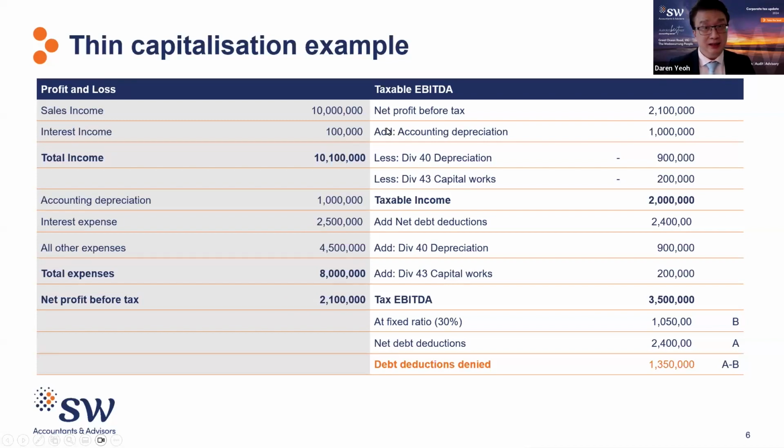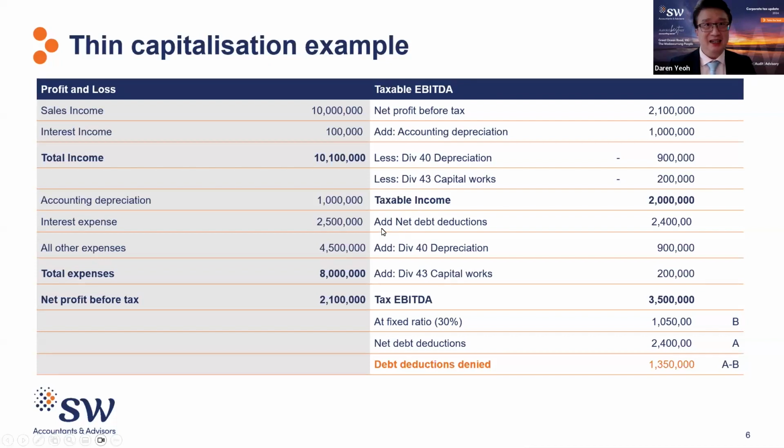So let's calculate taxable income. You start with your profit before tax, add back the accounting depreciation of 1 million, subtract tax depreciation and capital works, and these are assumed numbers, to arrive at the taxable income. So now you can proceed to calculate your tax EBITDA.